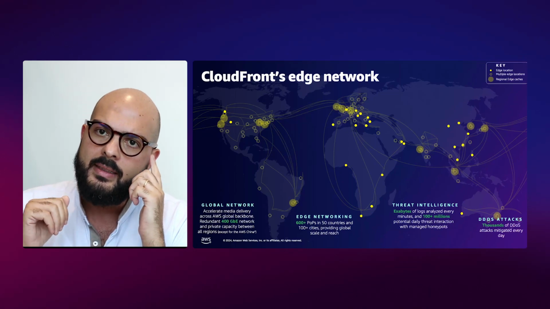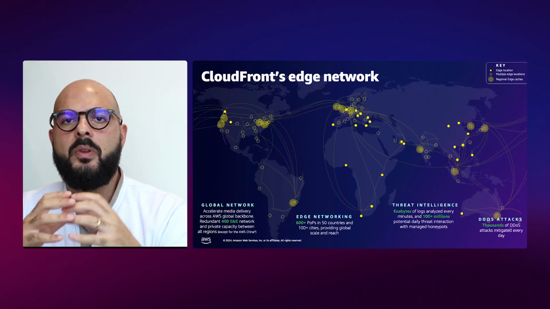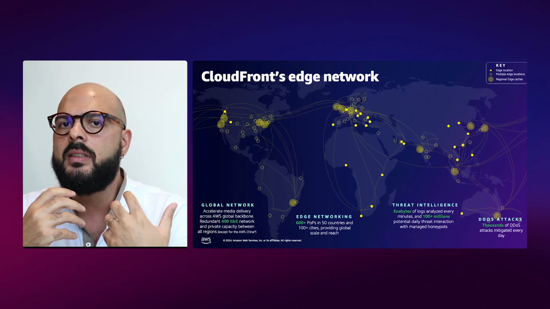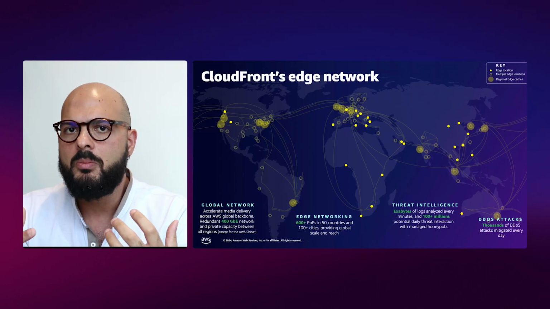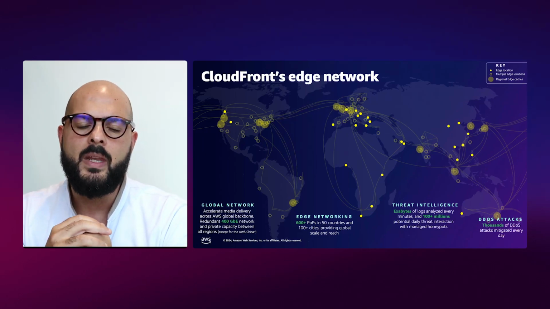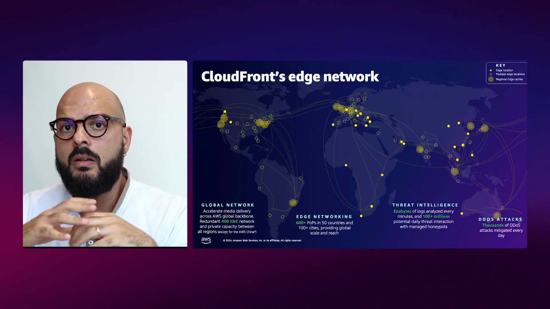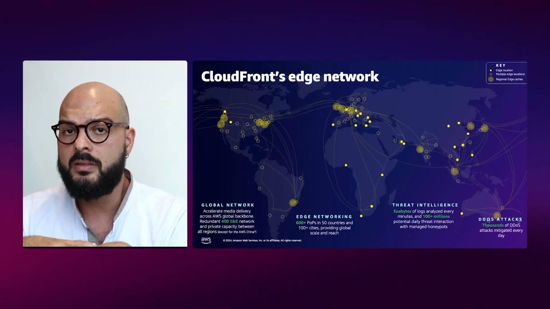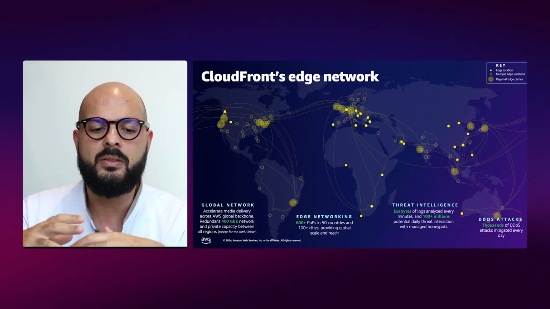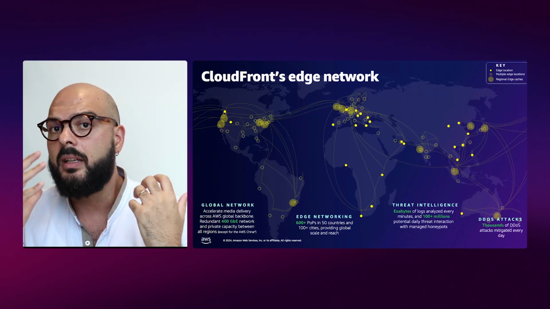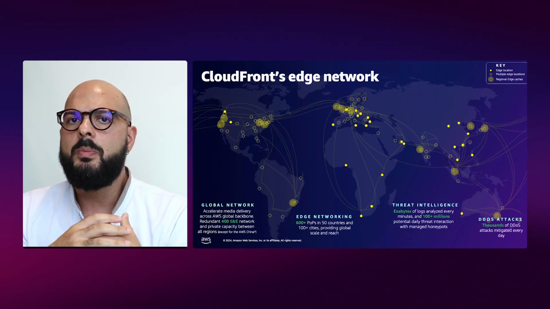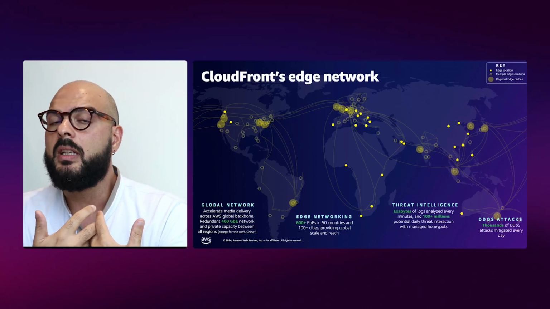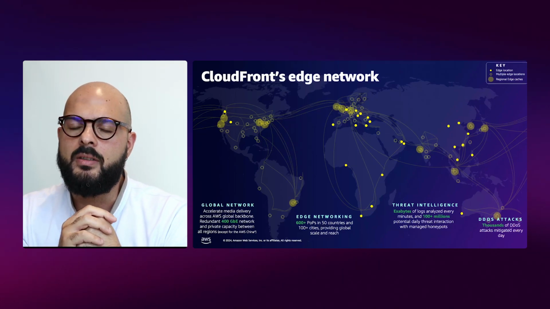So why is this important? First, with this very distributed network, edge locations are within 10 milliseconds of any major population center in the world. It is sitting on a global network that is owned and managed by AWS, based on 400 gigabit redundant links, which makes the application less impacted by any issues that are happening on the internet.